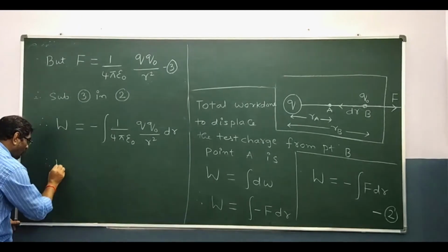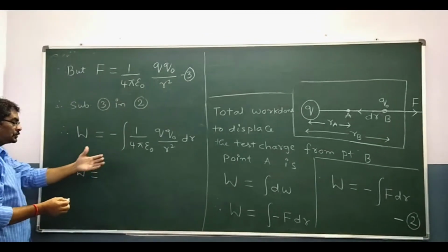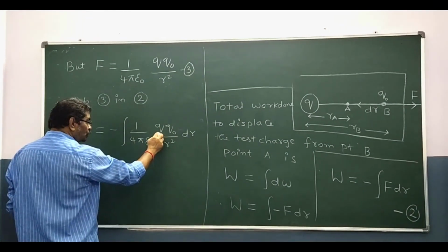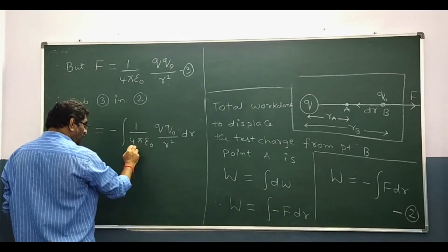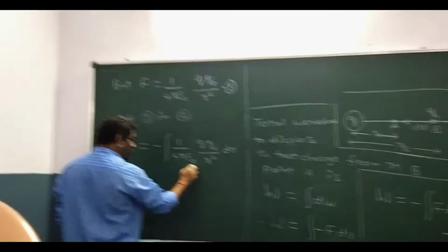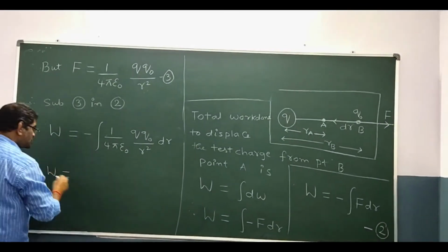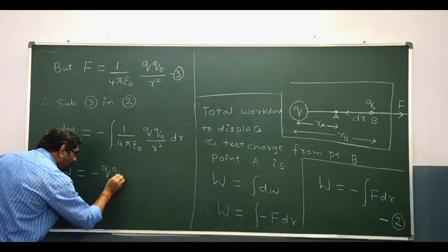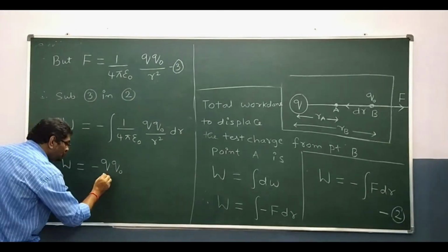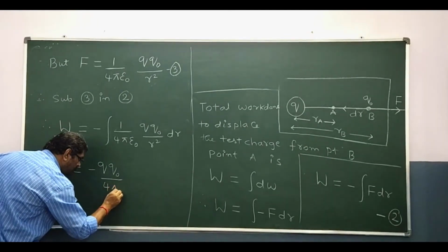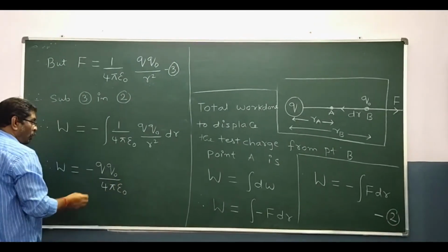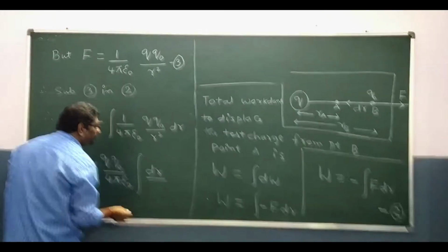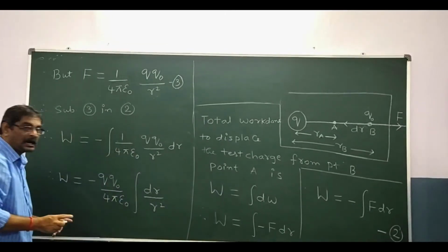So therefore, now what I will do, I take the constants outside. What are the constants involved? Q naught divided by 4 pi epsilon naught will be constant, so I can take it outside. So W will be numerically equal to minus Q naught divided by 4 pi epsilon naught outside, and we get the integral of dr divided by r square.